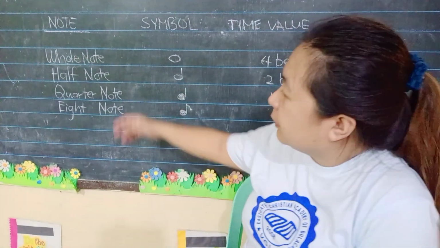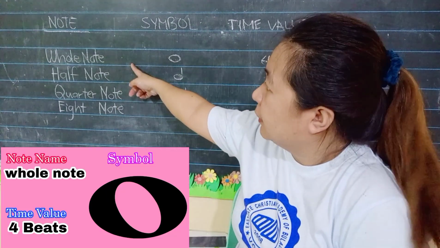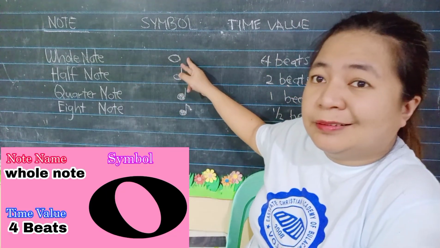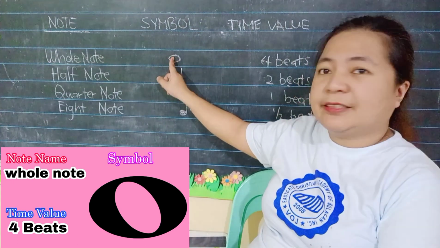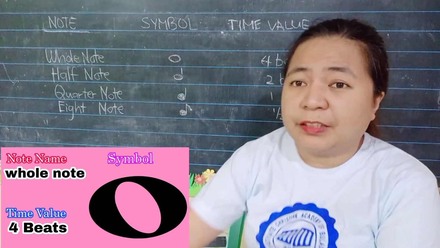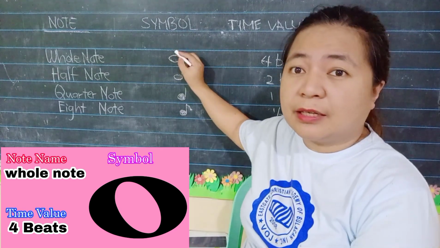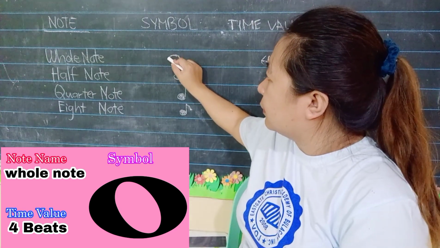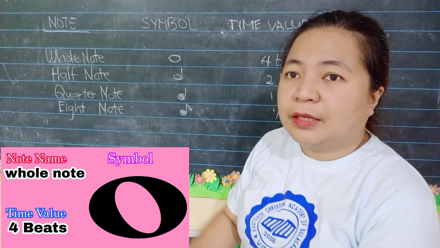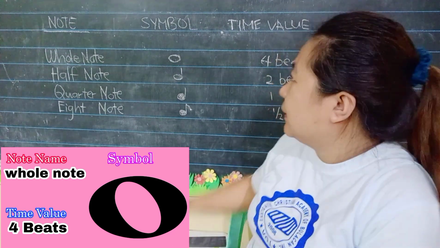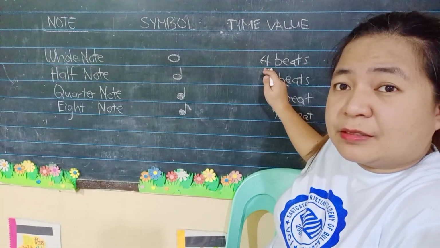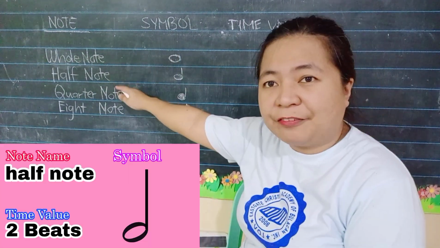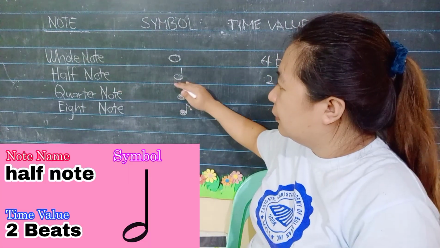For example, the whole note. Symbol, ang kanyang head note ay circle lang, and then wala siyang shade sa loob. So kapag dinrawing mo siya, ganun lang, circle, no? It's easy. And may time value siya na 4 beats. Okay? The next is the half note with the symbol.